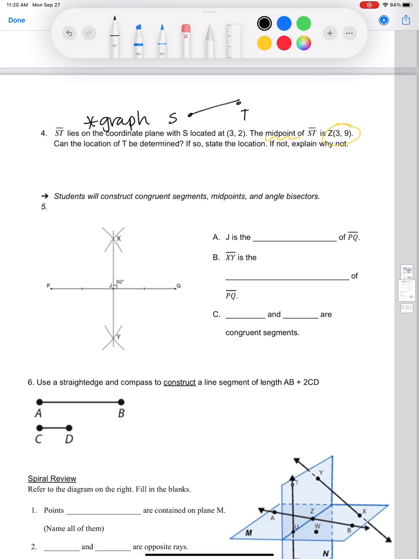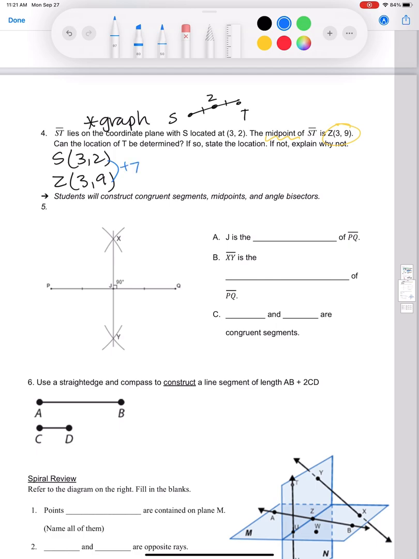So this isn't an exact location of where these are, but if I just think visually of the situation, I have a point S, a point T, and I have point Z in the middle, and I'm looking for point T. I know that Z is going to be equal distance from both S and T. So if I can find out what that distance is, I can then replicate it and find point T's location. So it can be determined, and we're going to do that by looking at how much our points have changed.